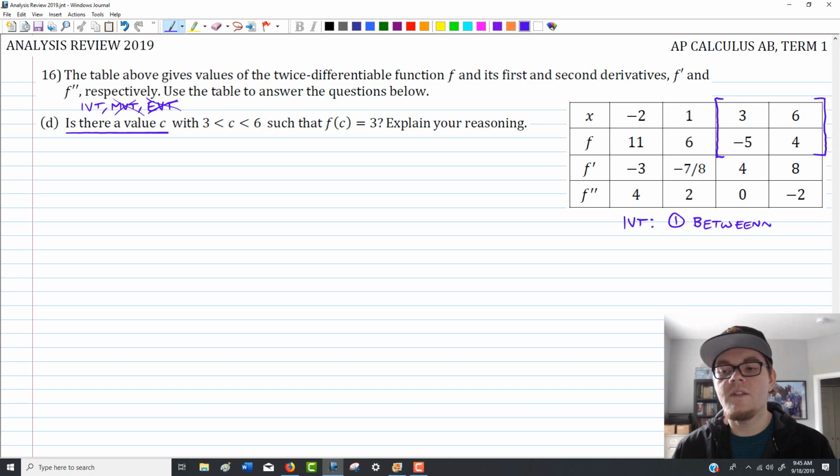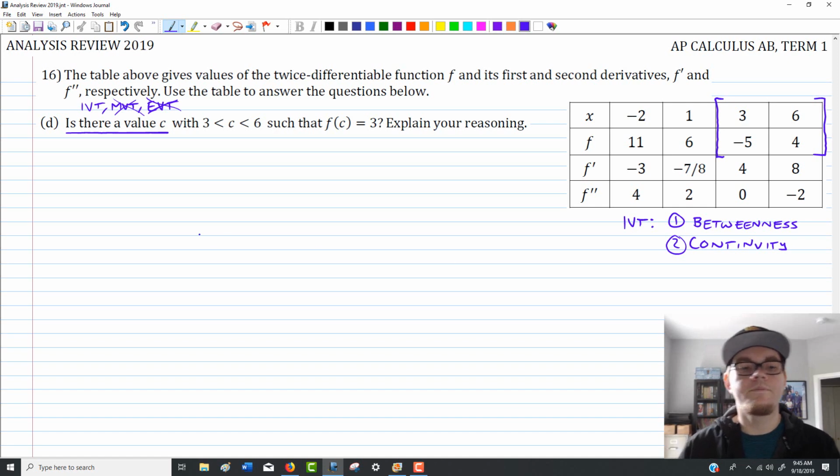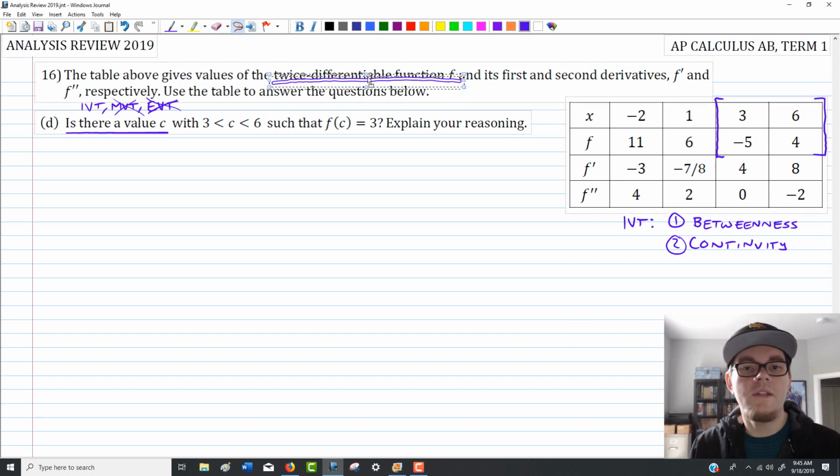And then think for a second, what's that other requirement you have to have for this value theorem? Yep, you need continuity. So we need to see if we can guarantee continuity. So in here, if we're going to do our formal explanation, I'm going to start with the fact that the function f is twice differentiable. If the function f is twice differentiable, it means that f is both differentiable and continuous.